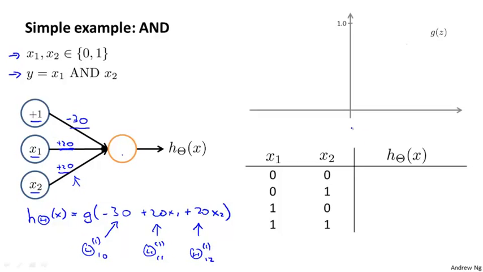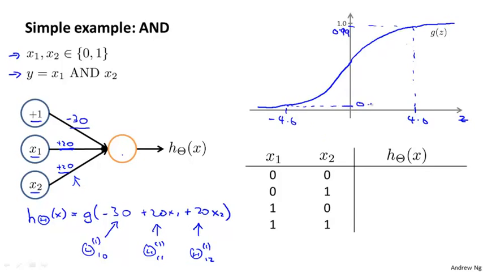Just to remind you, the sigmoid activation function g of z looks like this. It starts from 0, rises smoothly, crosses 0.5, and then asymptotes at 1. And to give you some landmarks, if the horizontal axis value z is equal to 4.6, then the sigmoid function is equal to 0.99. This is very close to 1. And kind of symmetrically, if it's negative 4.6, then the sigmoid function there is equal to 0.01. This is very close to 0.